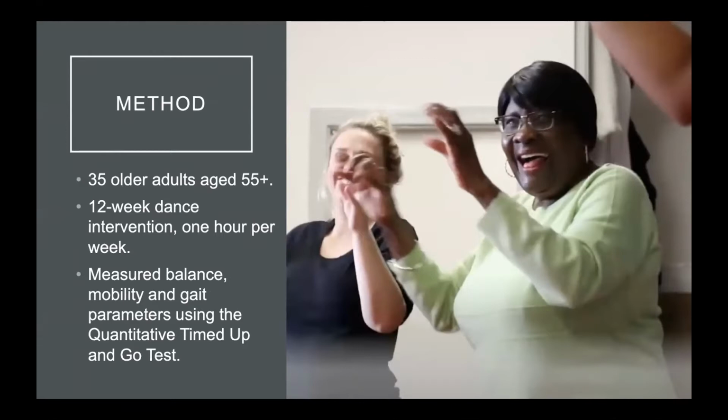Now, research identified that poor balance and mobility and certain walking characteristics can increase the risk of a fall. So I measured those outcomes using the quantitative timed up and go test, also known as the Q-TUG, before and after the intervention. The Q-TUG test involves timing how long it takes participants to stand from a chair, walk 3 meters, turn around, walk back and sit back down. That allowed me to measure their balance and mobility.